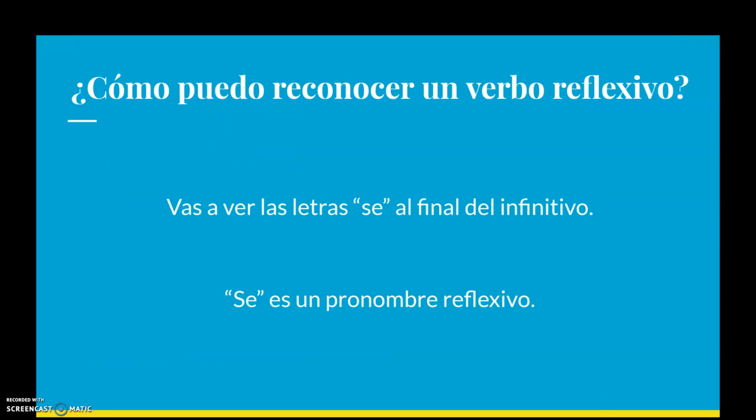¿Cómo puedo reconocer un verbo reflexivo? En una hoja de vocabulario o en una hoja para tarea, siempre vas a ver las letras se al final del infinitivo. Remember, el infinitivo is the unconjugated form of a verb. Se es un pronombre reflexivo.